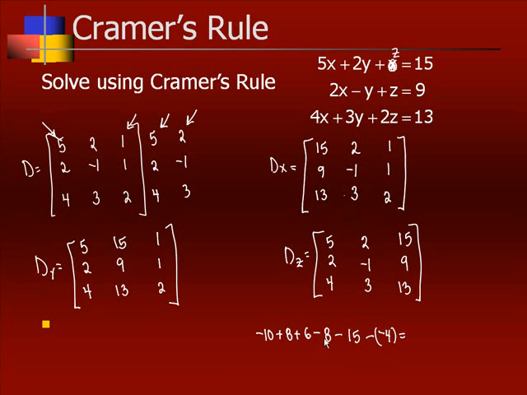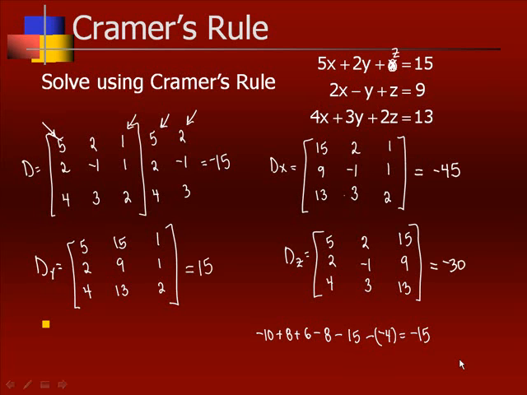Negative 2 plus 6 is 4. 4 minus 8 is negative 4. Negative 4 minus 15 is negative 19. Negative 19 plus a positive 4 would be negative 15. You always want to check that first, because if D equals 0, we're through. We can't do anything.